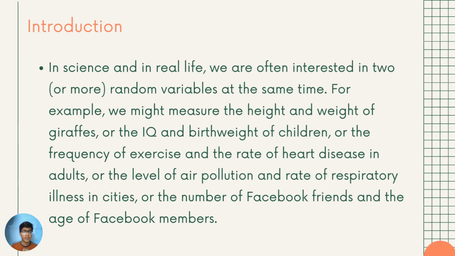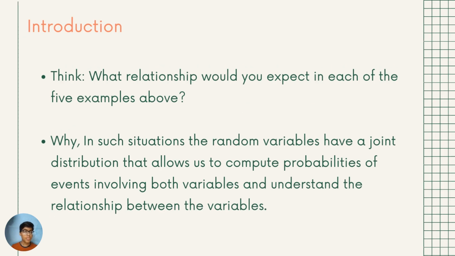In science and in real life, we are often interested in two or more random variables at the same time. For example, we might measure the height and weight of giraffes, or the IQ and birth weight of children, or the frequency of exercise and the rate of heart disease in adults, or the level of air pollution and rate of respiratory illness in cities, or the number of Facebook friends and the age of Facebook members. Think, what relationship would you expect in each of the five examples above?